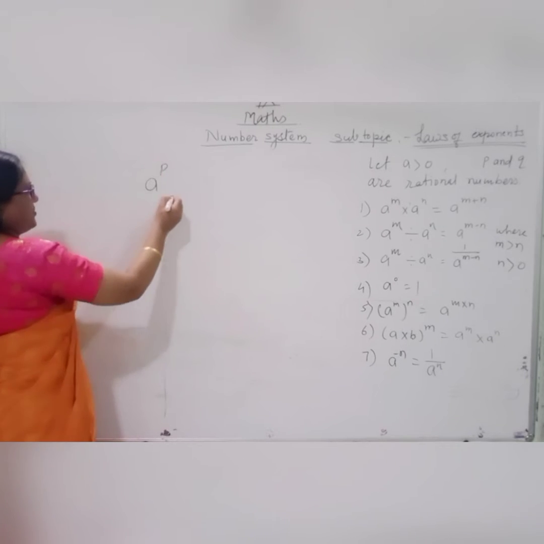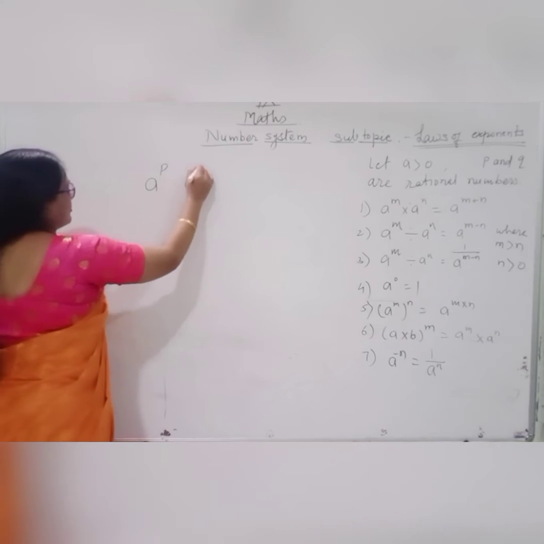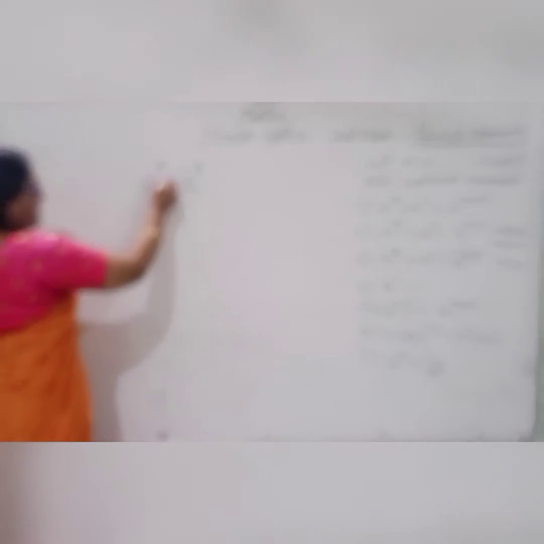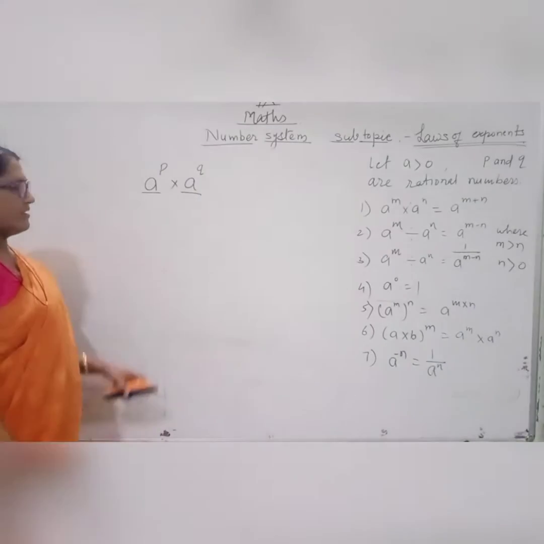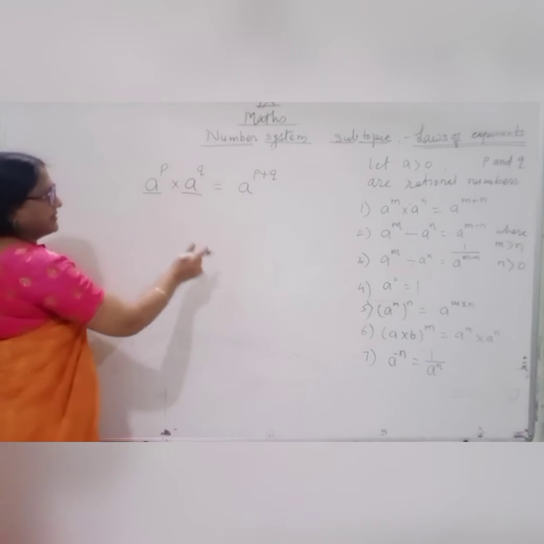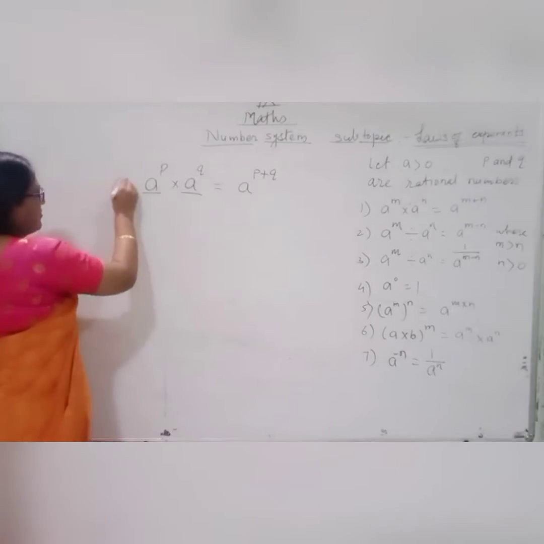a raised to the power p multiplied by a raised to the power q. Okay. Base is same here and multiplication is there. Base is same, so you can write this a raised to the power p plus q. If base is same, then you can take the addition of power or index. You can take the addition of indices. This is number 1.